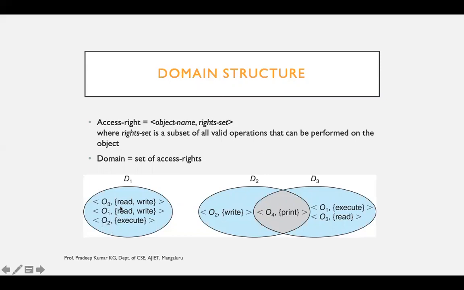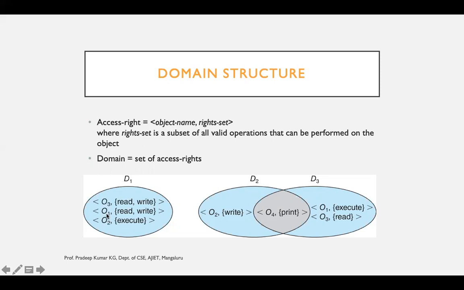Object 3 is given with read and write as a set. So object 3 can be used for read write operation, saying that domain D1 is having three objects. Each individual object will have its own access right permissions. Access right permissions are object name, that is O3. Please follow the syntax. Object name, that is O3, with the right set, that is read comma write.